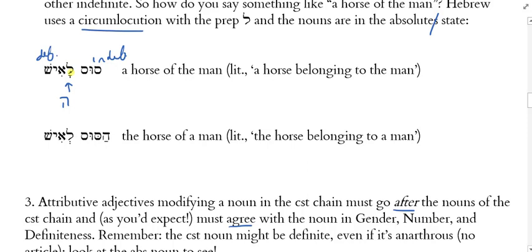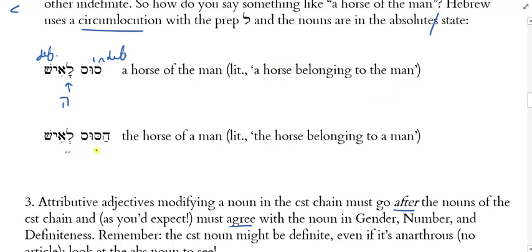This is the way I can have one thing definite, one thing indefinite. I have to use the preposition lamed in between the two nouns. So this is not a construct chain. The first noun is not thing one. It's not a construct form. They're both in the absolute state. Okay? A horse of the man is one way to translate this, and it's literally a horse belonging to the man. The horse is indefinite, the man is definite.